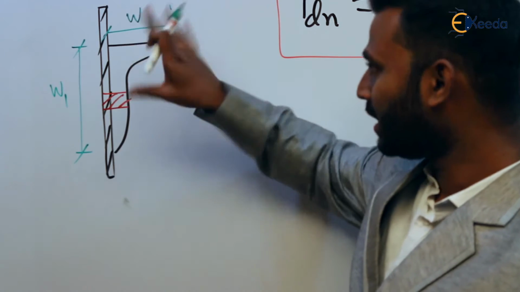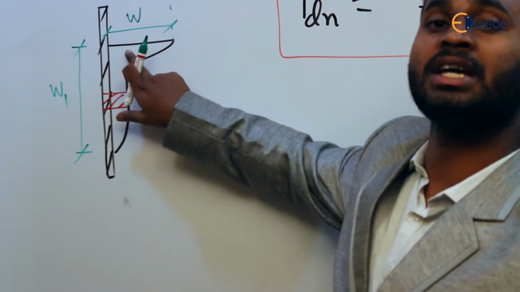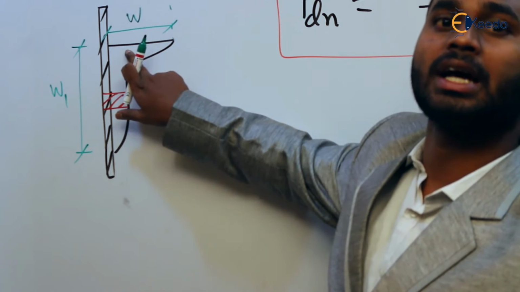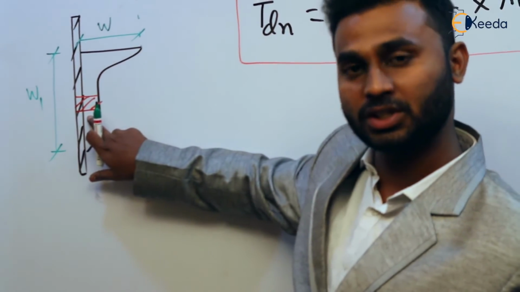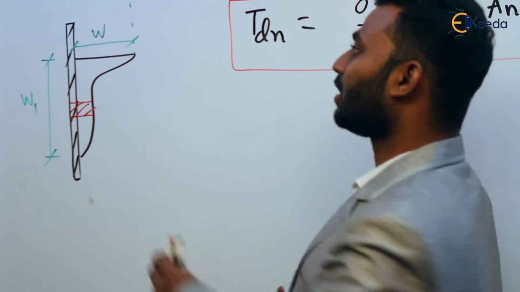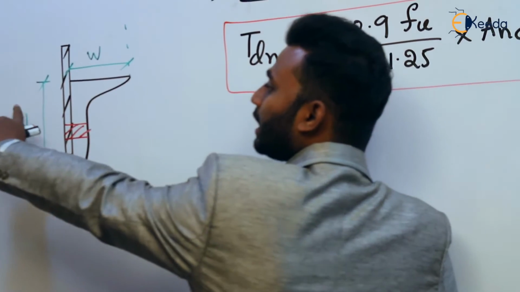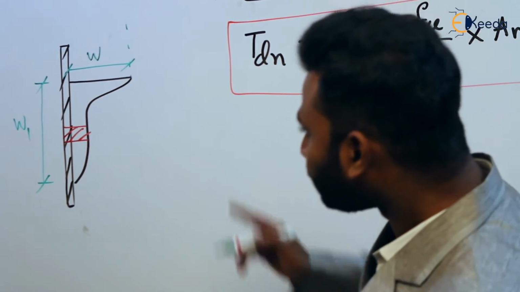Because there is no connection for this outstand, that is why it is considered as an outstand or unconnected leg. And this is connected to the gusset plate, that is why it is called the connected leg. Outstand and connected leg. The width of the outstand is W and the width of the connected leg is W1.